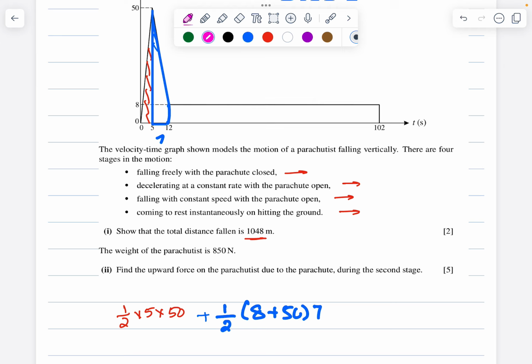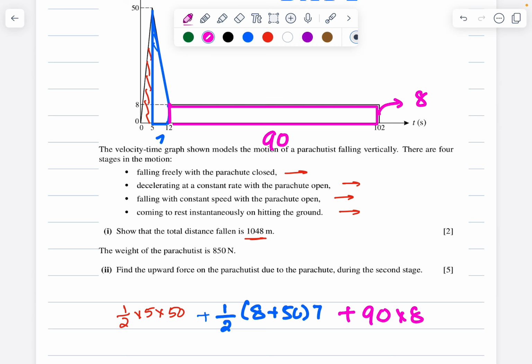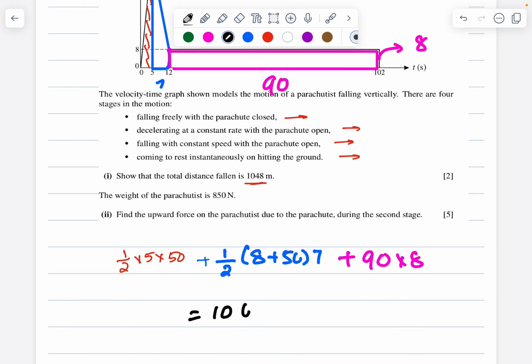Then I am going to find the area of this rectangle. Length times width. The length is going to be 90, and the height is going to be 8. 90 times 8. So add them all, and you are going to get 1048 meters.